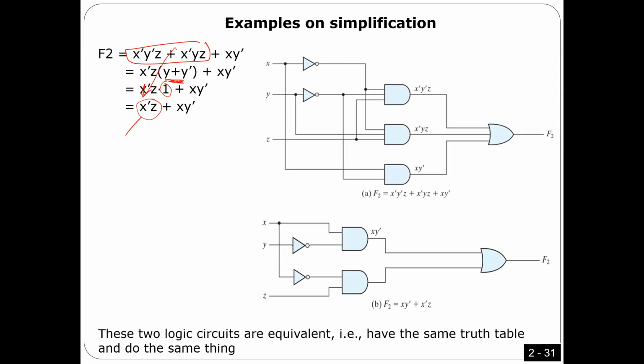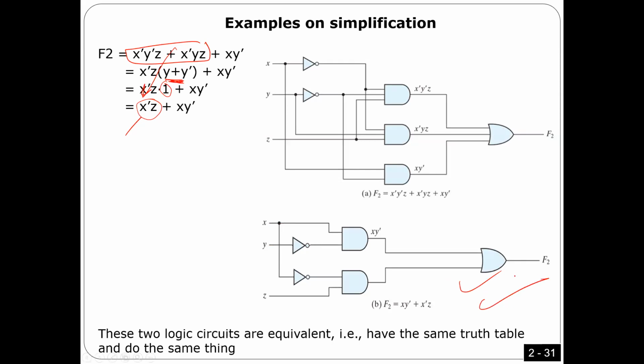Yeah, because this one is equivalent to this one. The first one here is for this expression, and this one is for the simplified one. If I want to make a comparison, this one uses fewer gates. So regarding number of gates, this one is better.